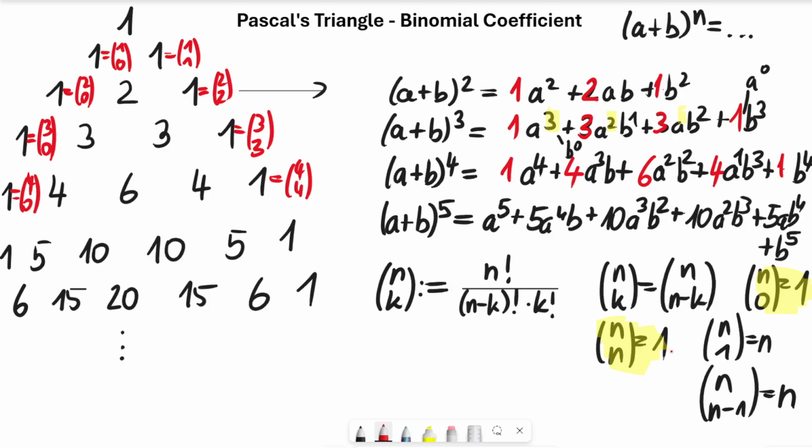Okay, what else do we have? Next property, if you have n choose 1, you directly get n. You can just copy the n. So what does it mean here? We have here 2 choose 1. You just copy the 2. And here it is 3 choose 1. Great, also works. 4 choose 1. And similarly, on the other side, you have n choose n minus 1. So in this case, it is 3 choose 2, 4 choose 3.